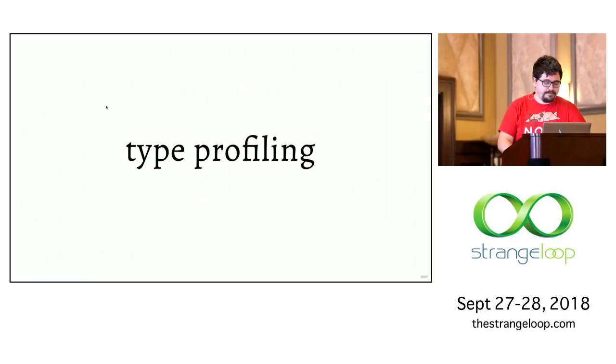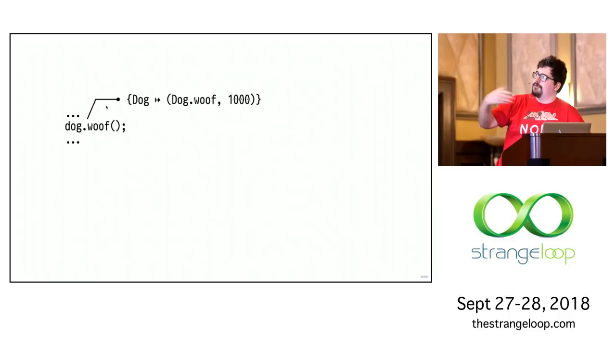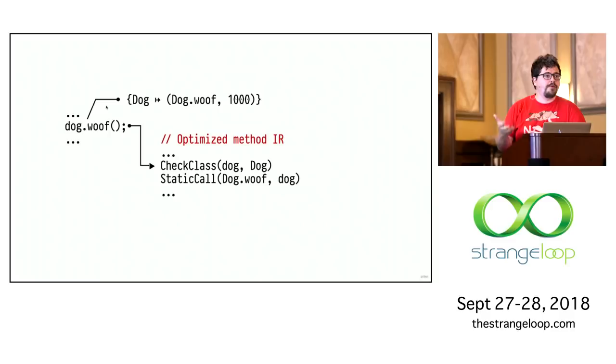So what happens if you later observe that some code is hot? Say you have some call site in some method, and this is a hot method because you can see here it was invoked at least 1,000 times. So you invoke the compiler and you start optimizing, and you use the type feedback to feed information to your compiler. The compiler then says, well, I only saw Dogs there, so I will just insert a check which checks if it's a Dog or not, and I will just do a static call, with no dynamic dispatch to the method, and that's it.